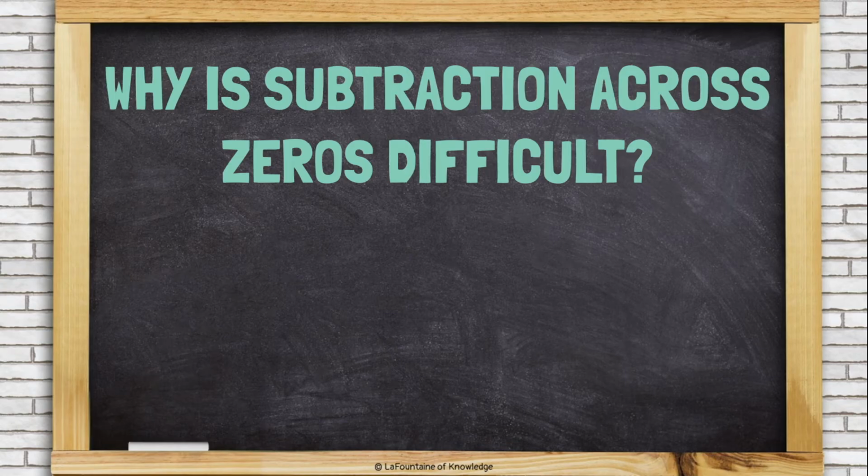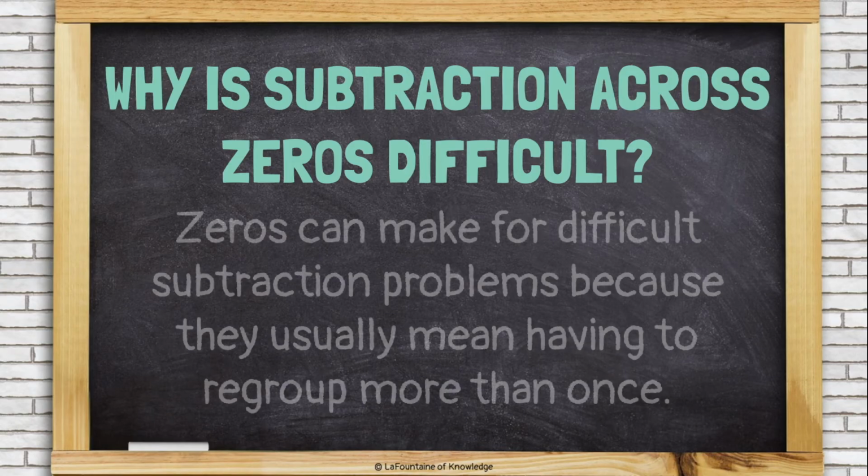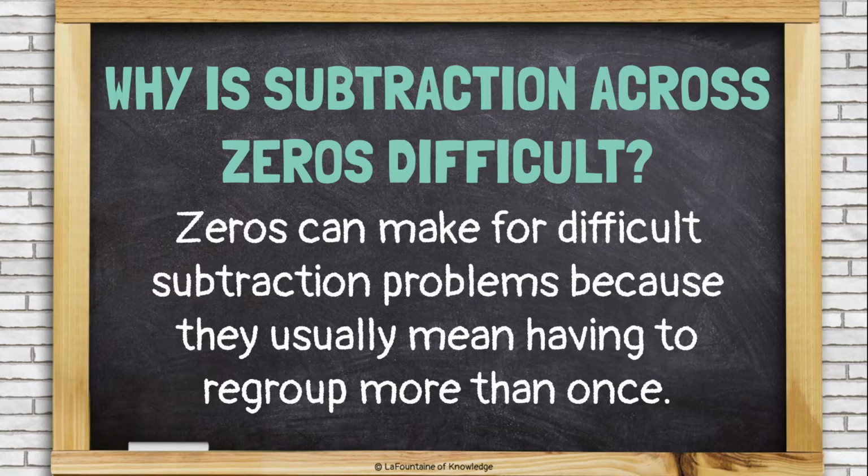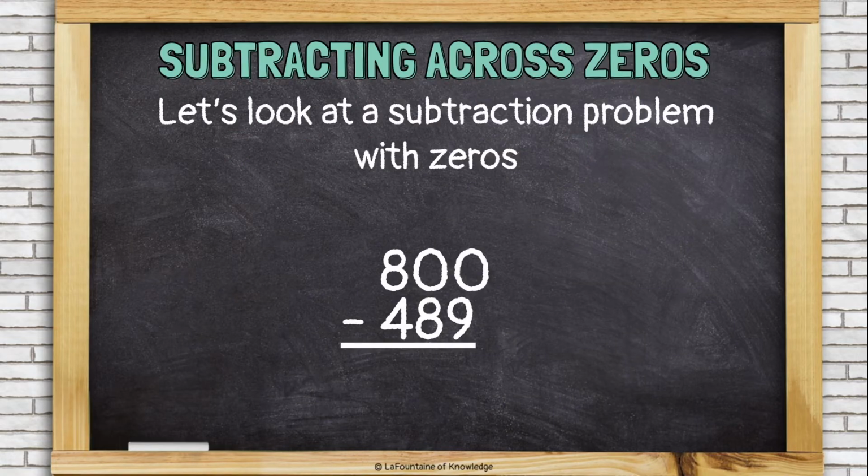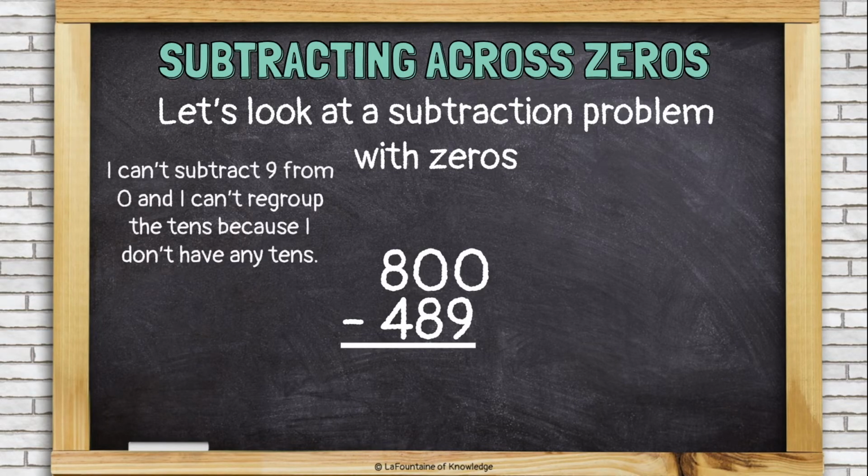Why is subtracting across zeros difficult? Zeros can make for difficult subtraction problems because they usually mean having to regroup more than once. Let's look at a subtraction problem with zeros. We're subtracting 800 minus 489. When I go to subtract the ones place, I already have a problem. I can't take 9 away from 0, so I need to regroup.